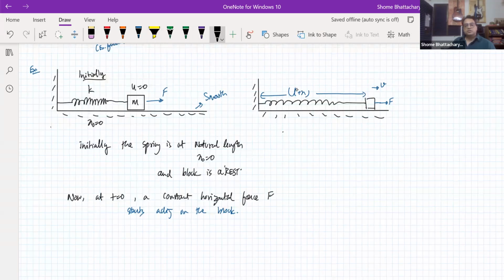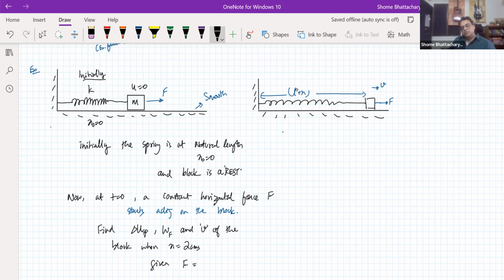So we want to calculate the change in potential energy of the spring, the work done by the force F, and the speed v of the block when, let's say, x is equal to 2 centimeters, given that F is equal to, say, 40 newtons, the spring constant is, let us say, 25 newtons per centimeter, and the mass of the block is equal to 1 kilogram. So we have to find this out.